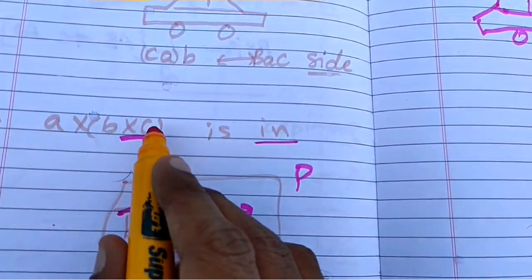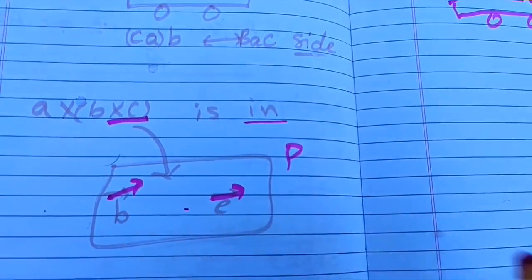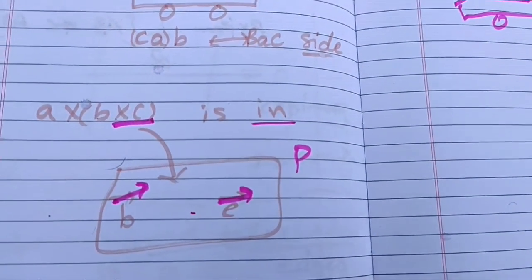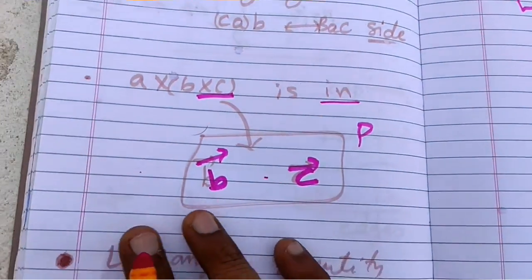That means A cross B cross C is in the same plane where B and C both are existing. Both are already there. Clear, guys? This is C, this is B. Okay, that is the second point.